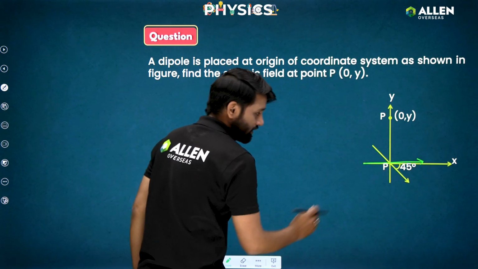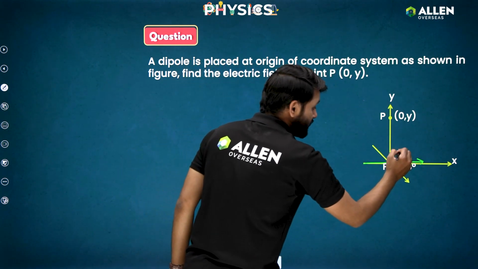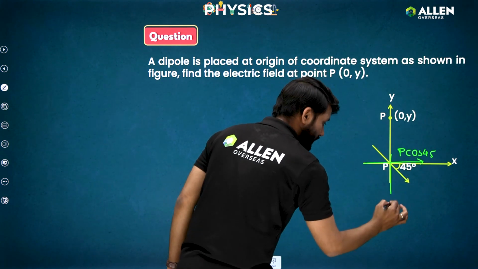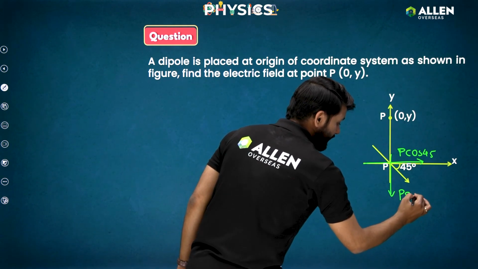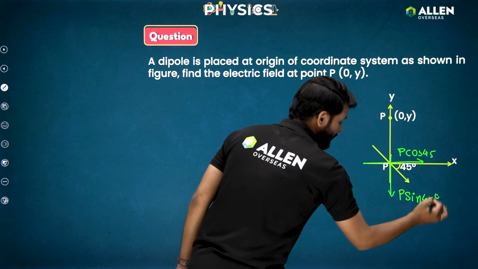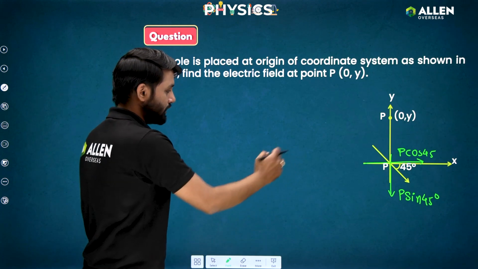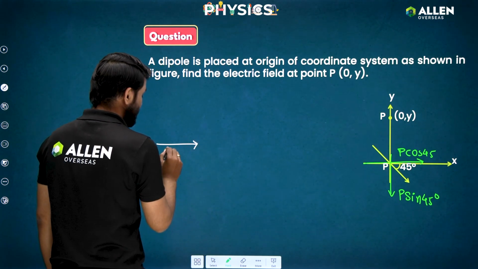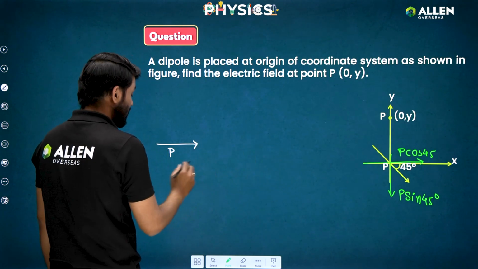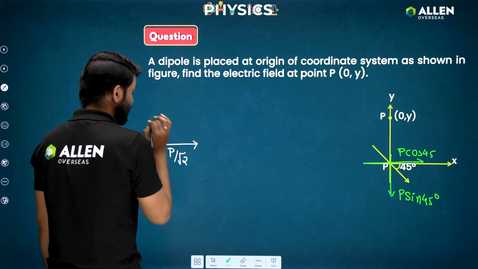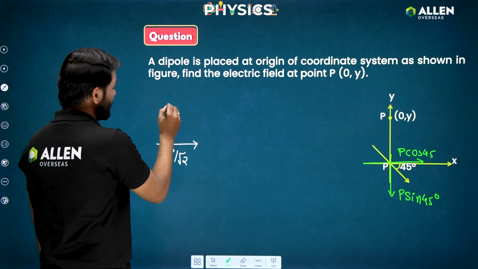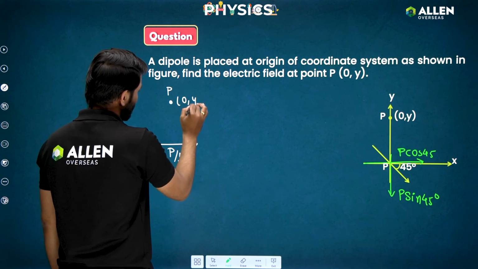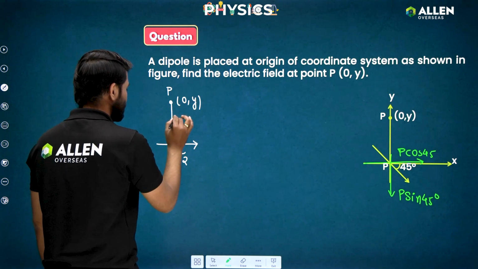So what you have to do, you can take two components. One is along P, since dipole moment is given, so it's P cos 45, and perpendicular to this is P sin 45. Is that clear, everyone? Now see, I'm solving like this. This is P cos 45. Cos 45 is 1 by root 2. So dipole moment is P by root 2. And we have to calculate at point P. Coordinates are 0, y.